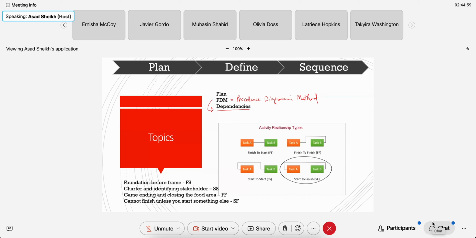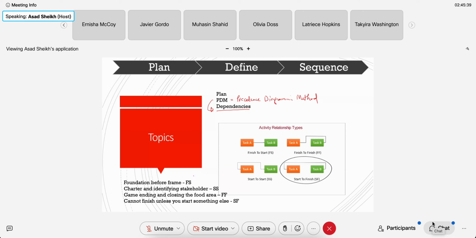There are 4 dependencies. Finish to start. You've got to finish a task before you start the next task. Foundation before frame. Finish to start. Now these dependencies come into play when you start scheduling in Microsoft Project Plan or any other project planning tool. And that's where you see these. You will not see them in an Excel spreadsheet because you cannot create them. These are automatically done. So these tools of scheduling, they're part of the scheduling tool.